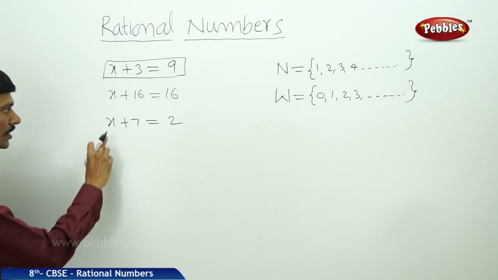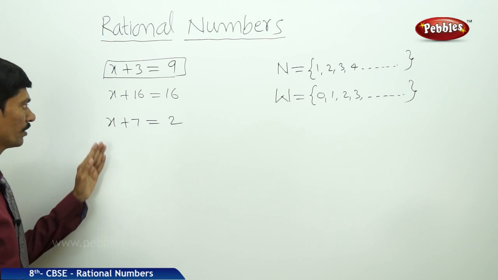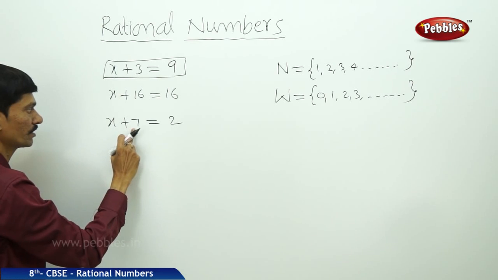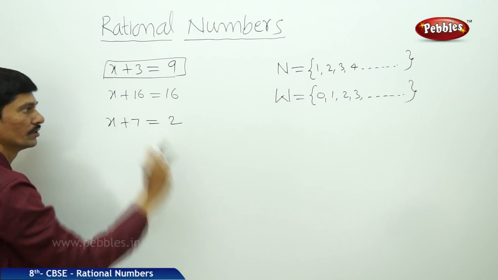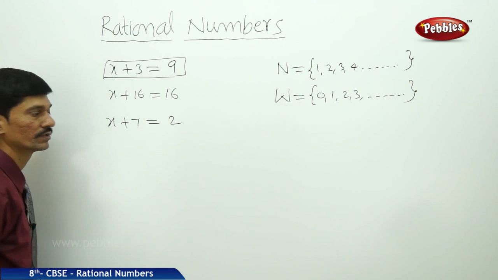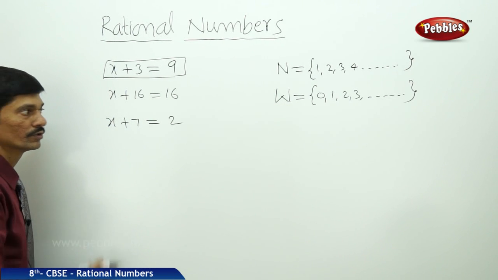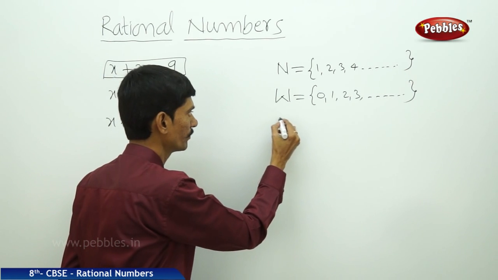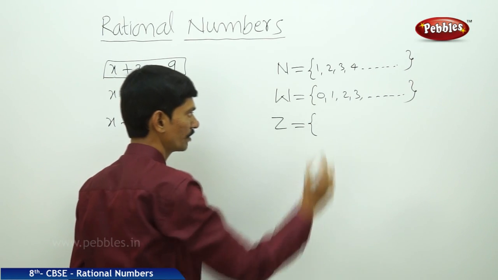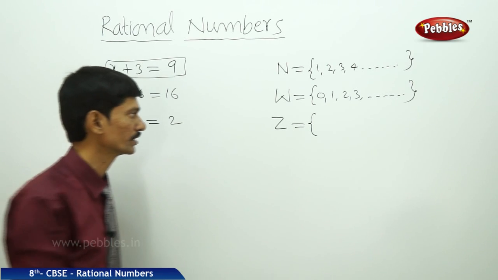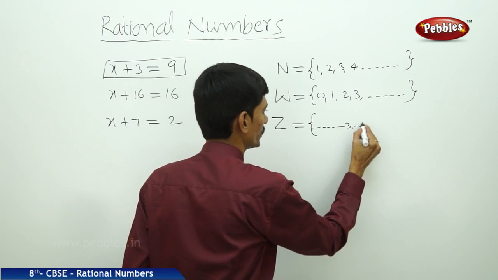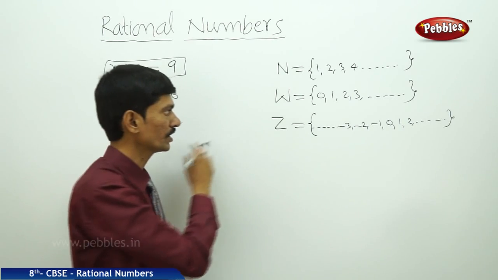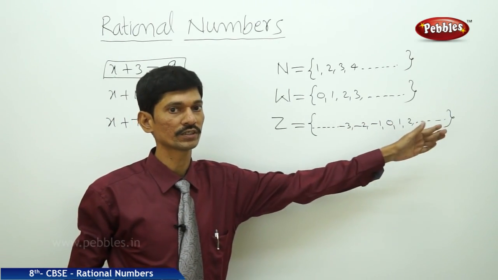Now what is the value of x to satisfy this equation? If you take x as 0, then 0 plus 7 equals 7, but here the RHS is 2. So there is no whole number to satisfy this equation; actually the x value is a negative number. So we have to include the negative numbers in the set of whole numbers. Then we get integers, denoted by Z. Z is the collection of all negative numbers, 0 and positive numbers: minus 3, minus 2, minus 1, 0, 1, 2 and so on. So there is no smallest integer and no largest integer.